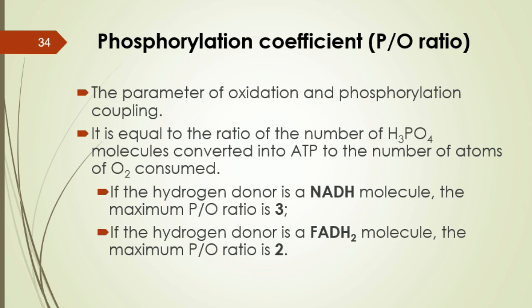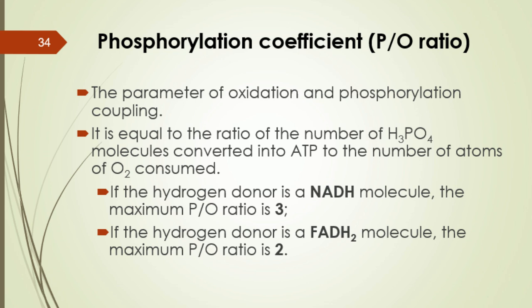For example, if the hydrogen donor for the respiratory chain is a NADH molecule, then electrons from the donor, NADH, are transferred to the acceptor, oxygen, passing through 3 stages of oxidation and phosphorylation coupling. These stages occur in the first, third, and fourth complexes of the respiratory chain. Thus, a maximum of 3 ATP molecules can be formed, 3 ADP plus 3 H3PO4 gives 3 ATP, and 1 atom of oxygen is consumed, 2H plus O gives H2O. The value of the P/O ratio is 3:1 or 3.